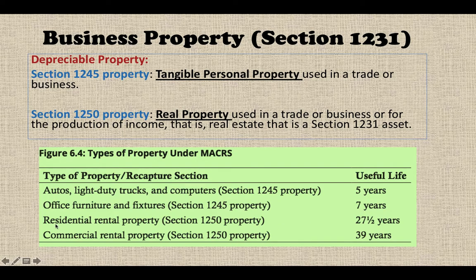Then residential rental property is Section 1250 property. Its lifetime is 27.5 years. Commercial rental property is also Section 1250 property. Its useful life is 39 years. So now you have a picture of what Section 1231 property is, and what Section 1245 and 1250 property are.